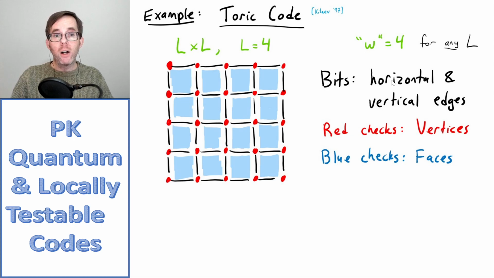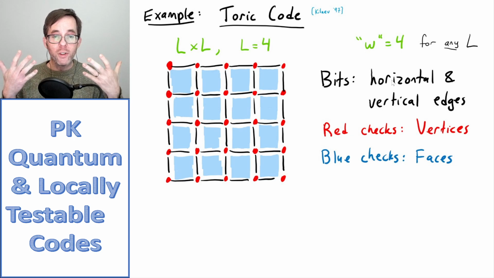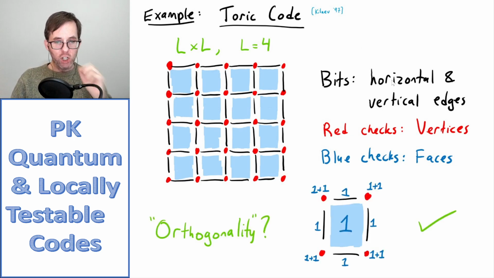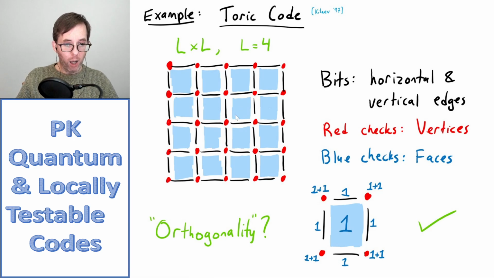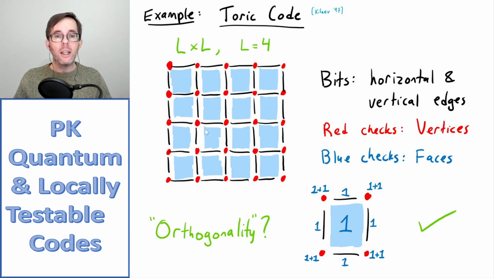So now we have to think about what is the distance and what is the dimension of this quantum LDPC code. Oh, actually, there's one more thing we need to check. First thing we need to check is that it's a legitimate quantum LDPC code in the sense that this orthogonality condition holds. So let's check that. So remember, how do we check the orthogonality condition? We take a blue check, which in this case is just a face or a square, and we imagine writing a 1 on it, and then toggling all its incident bits.